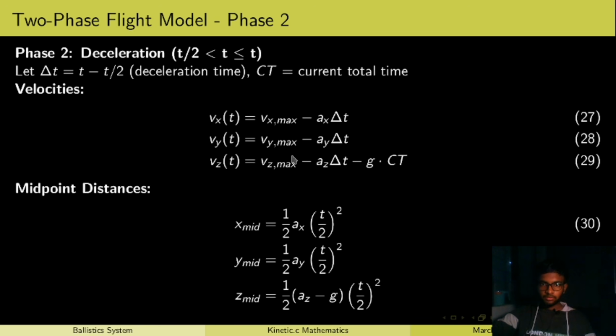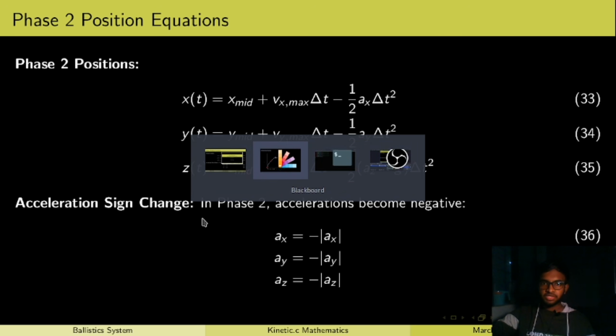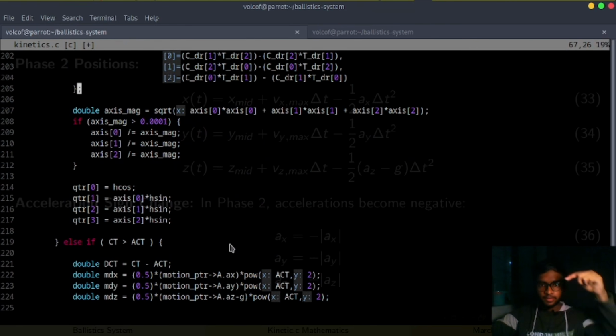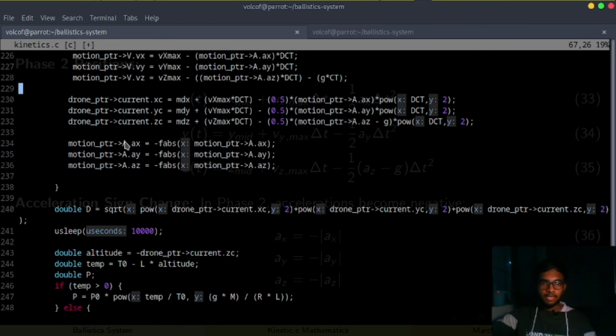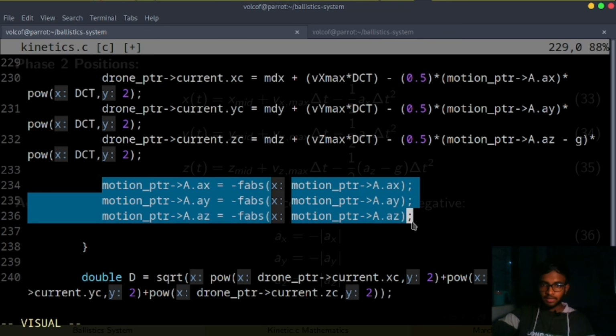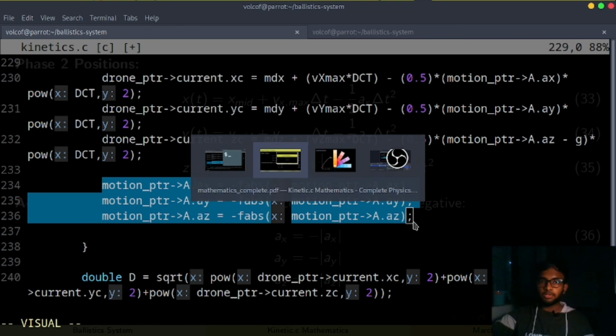So for phase 2, we have similar formulas that are mentioned right here, and as usual we also account for gravity. Now what's important here is that the sign of the acceleration changes. We now flip the sign of the acceleration, because now we are moving downwards. Even though in magnitude it remains the same, acceleration is still a vector and it's now moving in the negative direction. So we have to denote that.